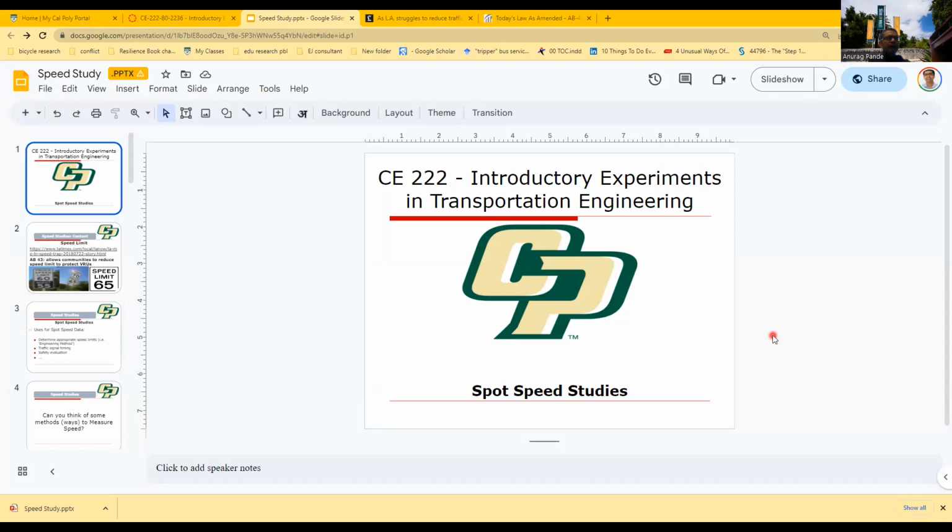And we'll talk a little bit about why we want to conduct the study and what are some of the other ways of actually getting this data. And then we'll talk about what you're going to do for the lab.